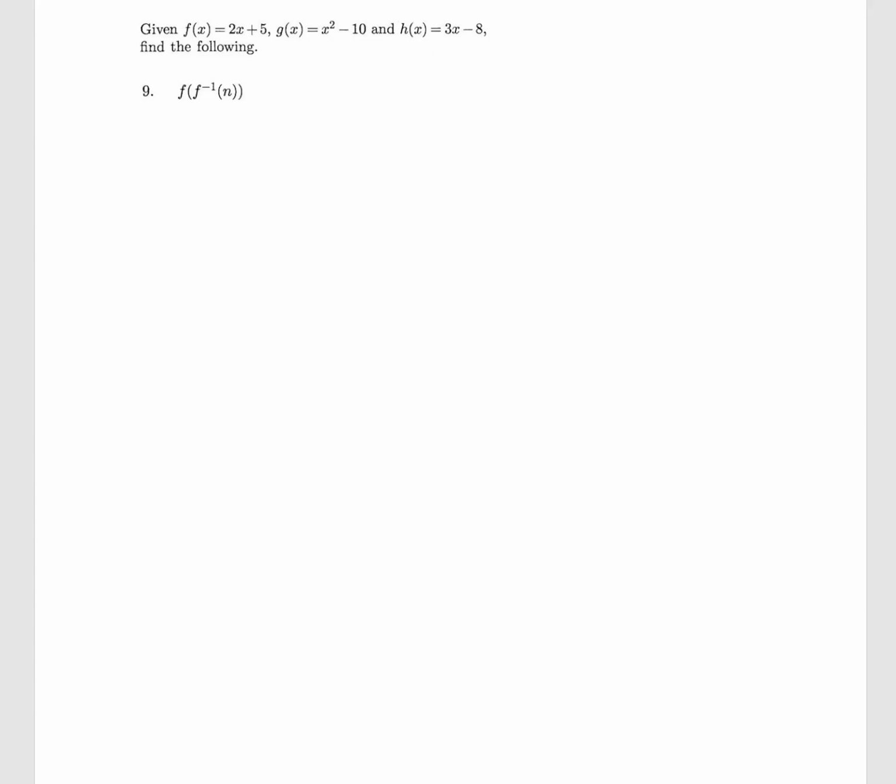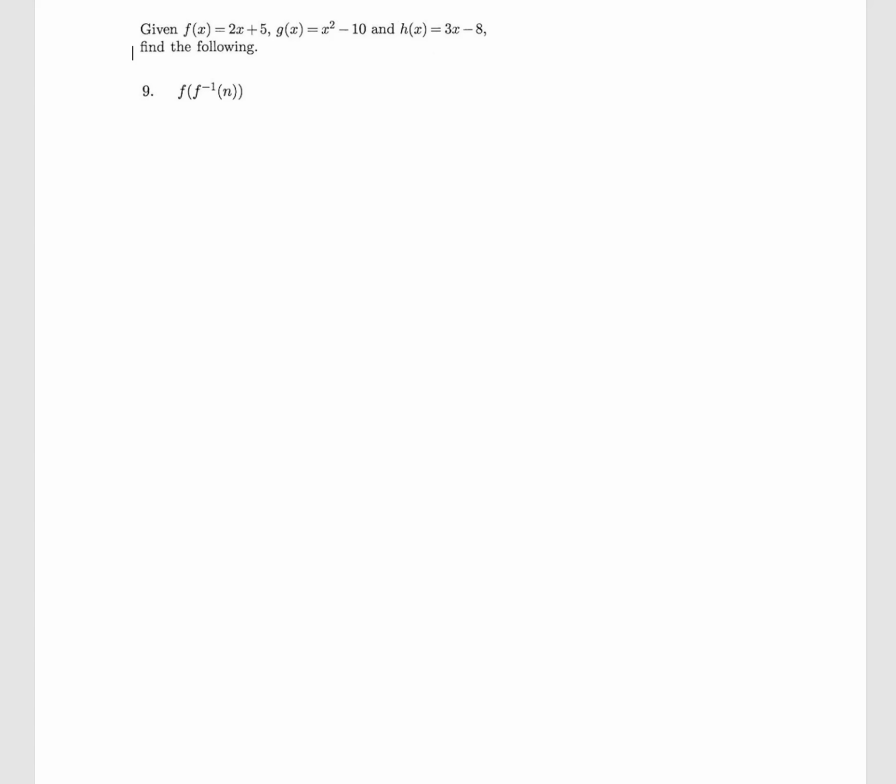Question 9 says, given f of x equals 2x plus 5, g of x equals x squared minus 10, and h of x equals 3x minus 8, find the following. F of the inverse of f of n. So we're actually only interested in f of x here in this question. And the first thing we want to do is find out what the inverse of f of x is.